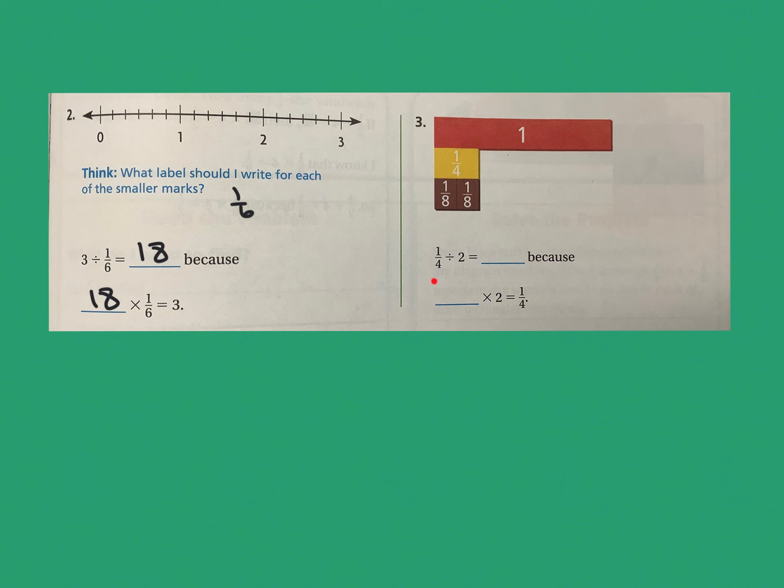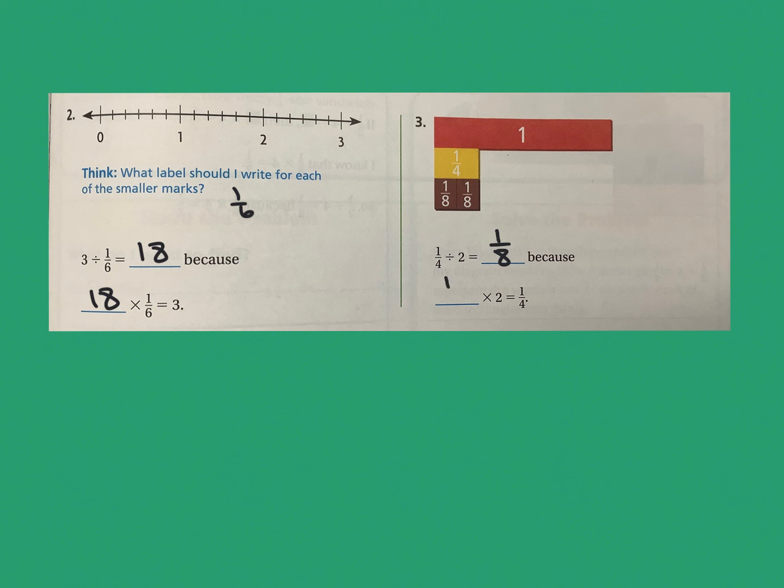Now I have 1/4 divided by 2. Here's 1 whole. Remember, we're always comparing it to 1 whole. And I'm going to start with the 1/4 of the whole, and I want to divide that into 2 equal pieces. Well, 2 equal pieces of 1/4 would be 1/8. So 1/4, this amount, split equally into 2 pieces, is going to leave us with just this 1/8.